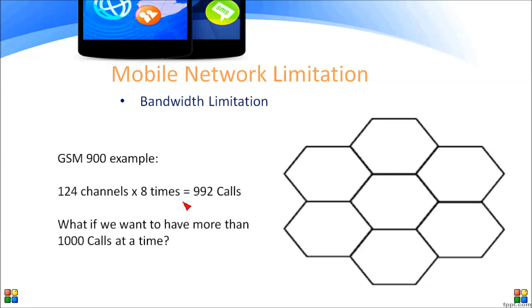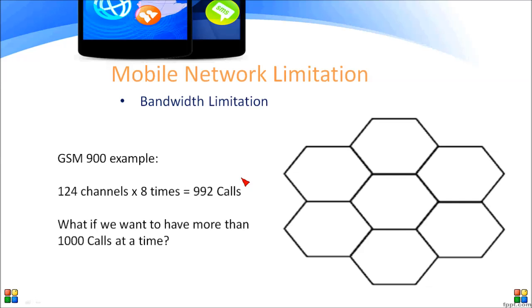Take these numbers with a grain of salt. They're correct, but not 100% accurate. But we all know that we have more than 900 users. We have 100,000 millions. There are 1 billion mobile users in the world. How can we accommodate all of them with a limited number of channels?